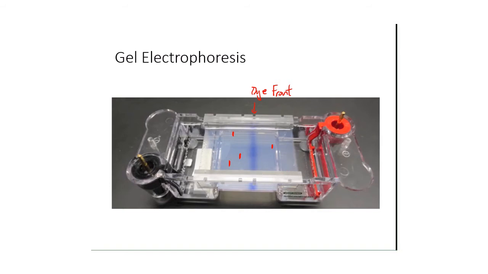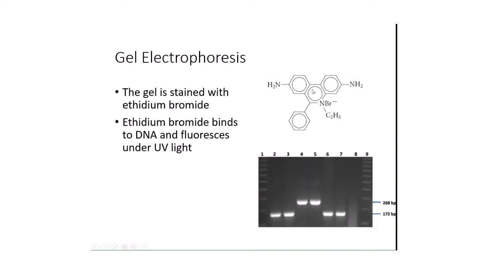We want to cut the power when the dye front is maybe halfway in the gel. So in order for us to visualize the DNA in the gel, we have to stain the gel. Okay, so we'll remove the gel from the buffer and we'll put it in a solution that contains something called ethidium bromide. So this is what ethidium bromide looks like. Ethidium bromide will bind to the DNA molecules. They actually will insert themselves between the nucleotides and they will fluoresce when you expose them to UV light.